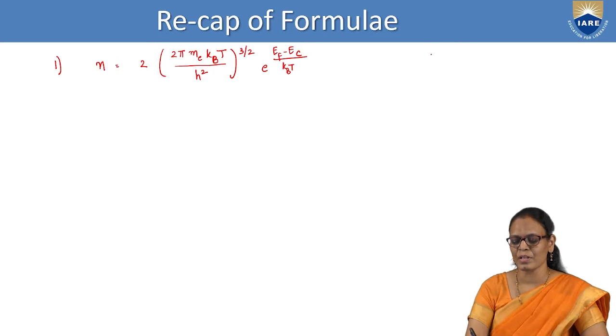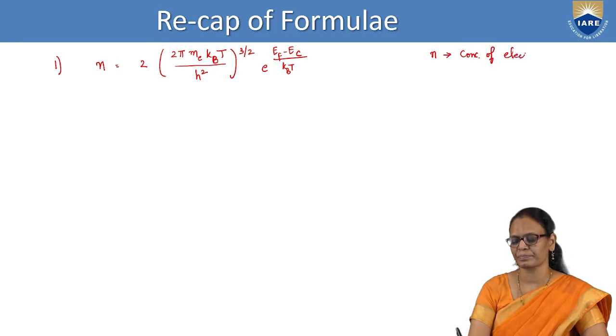again and again. So N here represents the concentration of electrons in the conduction band. 2 and pi are constants. Me here represents the mass. Here we call it Me star, which is nothing but the rest mass of an electron, or we also call it the effective mass of the electron.